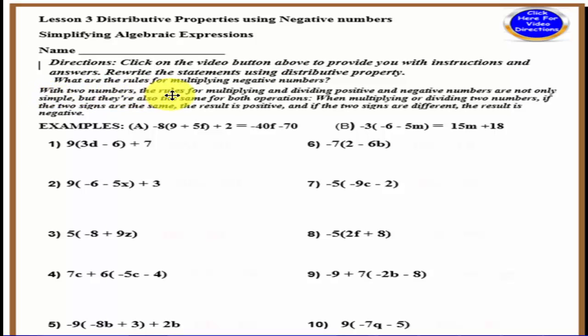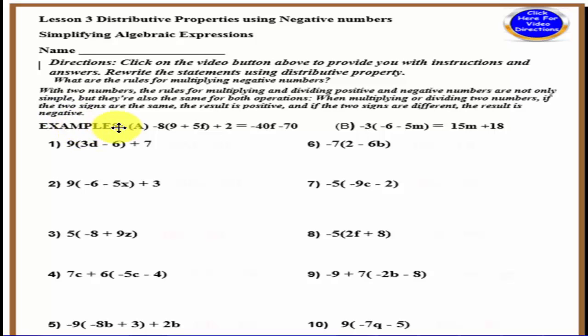With two numbers, the rules for multiplying and dividing positive and negative numbers are not only simple, but they're also the same for both operations. For example, when multiplying or dividing two numbers, if the two signs are the same, the results are positive. If the two signs are different, the result is negative. So a negative times a negative is a positive. A negative times a positive is a negative.